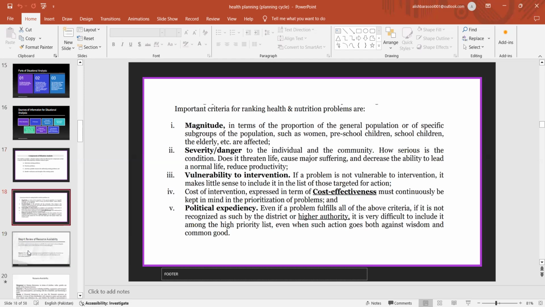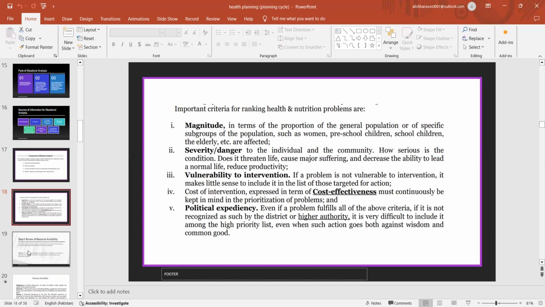Important criteria for ranking health and nutrition problems are magnitude, in terms of the proportion of the general population or of specific subgroups of the population, such as women, preschool children, school children, the elderly, etc., affected. Severity and danger to the individual and community. How serious is the condition? Does it threaten life, cause major suffering, and decrease the ability to lead a normal life? Reduce productivity. Vulnerability to intervention.